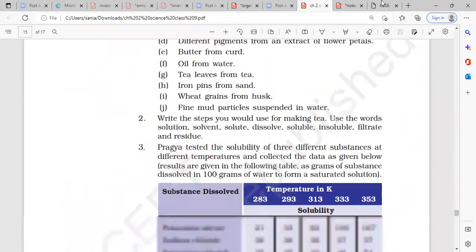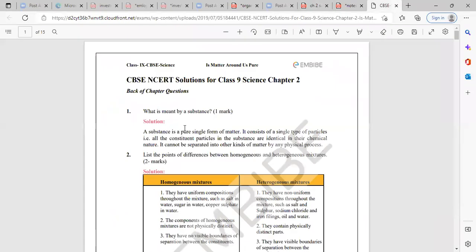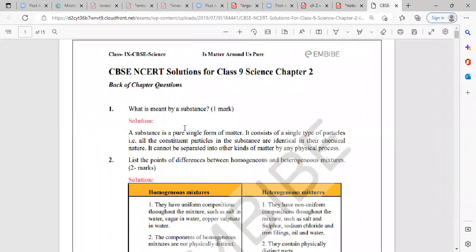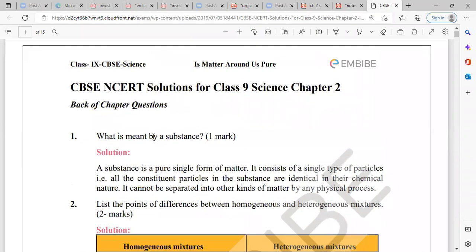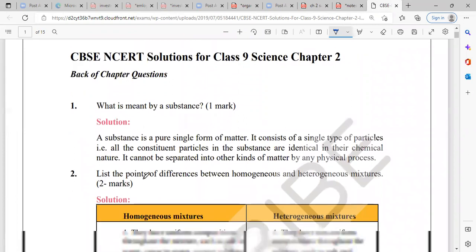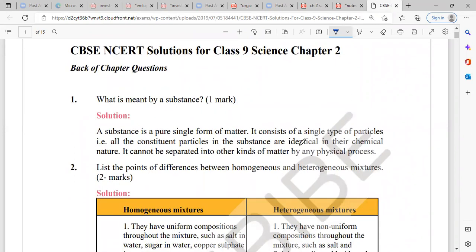Okay. So let's just start with the question answers. So first of all, the first question is, what do you mean by the substance? So substance is a pure single form of matter. It consists of simple particles, and all constituent particles in the substance are identical in their chemical nature. It cannot be separated into other kind of matter by any physical process.